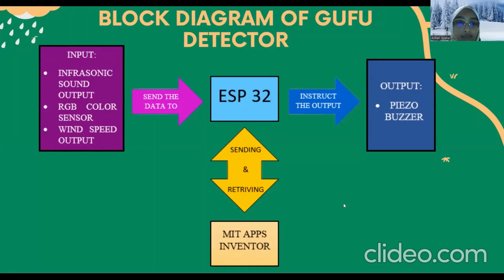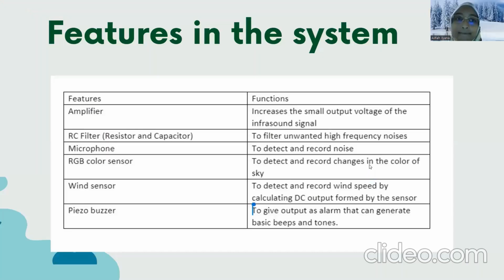After the data has been acquired, it is sent to and processed in the ESP32, our main microcontroller. It also has IoT features, so we can send and retrieve data from MIT App Inventor. For this project, we are going to use MIT App Inventor as our application, and later we will instruct the output, which is the piezo buzzer, to produce a loud sound whenever a tornado warning is detected. Can you go to the next slide?